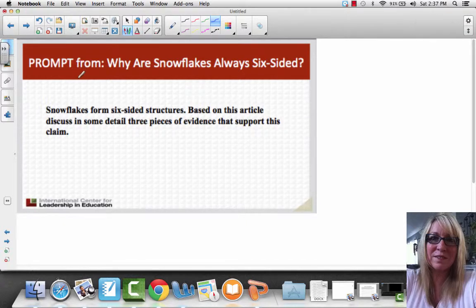From the article, Why Are Snowflakes Always Six-Sided?, the prompt states that snowflakes form six-sided structures. Based on this article, discuss in some detail 3 pieces of evidence that support this claim. So circle key direction verbs. One of those would be discuss, and I believe support is another good one. Underlining relevant information would be 3 pieces of evidence.